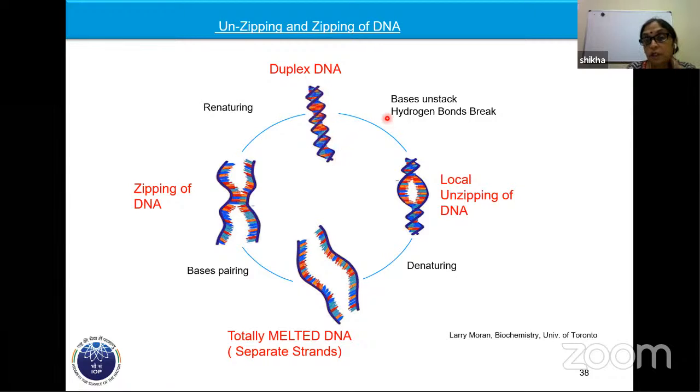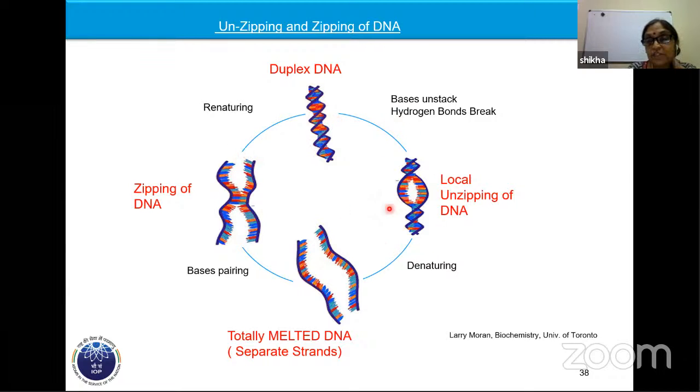But depending on the temperature, or if there is some mutation or some defect, local unzipping of the DNA can take place. The 2 strands can get locally separated. If this denaturing continues, they may even become 2 separate strands, or they become melted. And then, if the process reverses, they can join together again and form this.